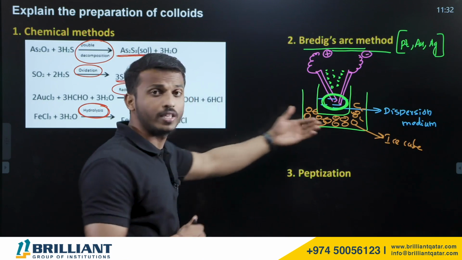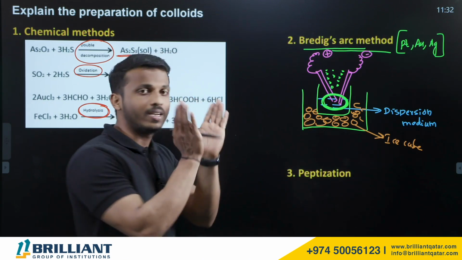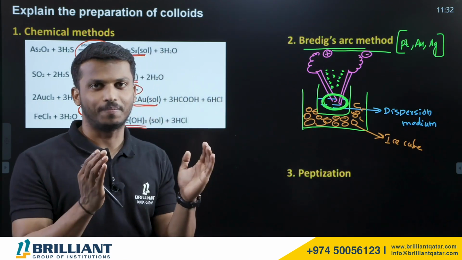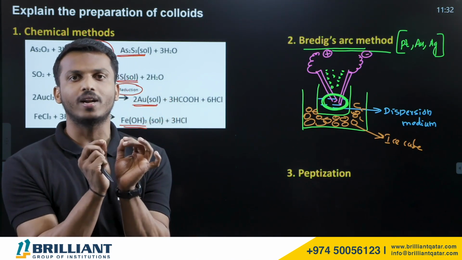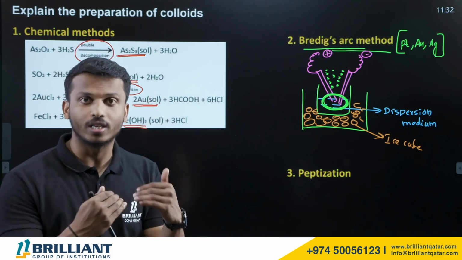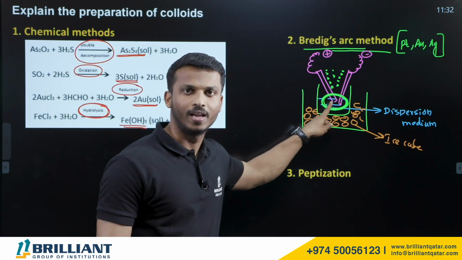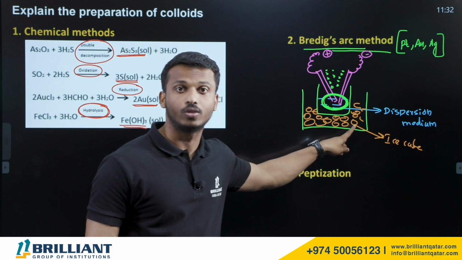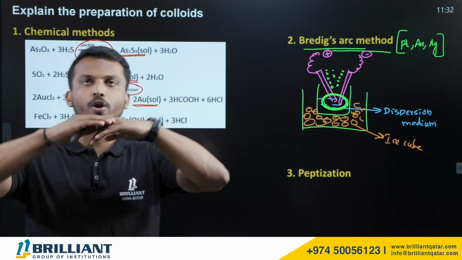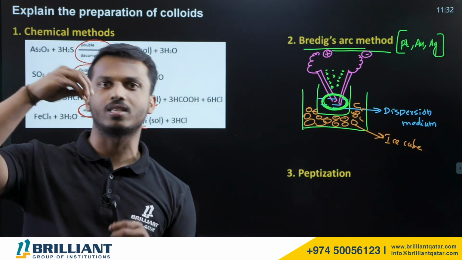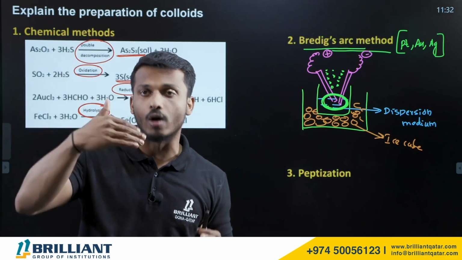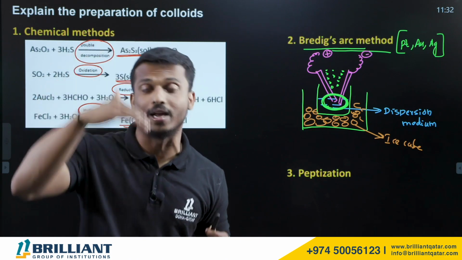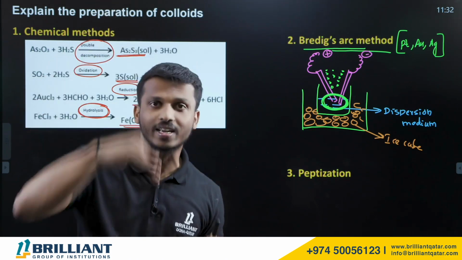And what is the need of this ice bath, dear student? Now the metal rod starts to evaporate. The vapor contains our colloidal particles, our metal, and we want to deposit them in our dispersion medium. So we need an ice bath for condensation. The metals are converted into vapor state, and the vapor state we can cool down. First evaporation happens, then condensation.